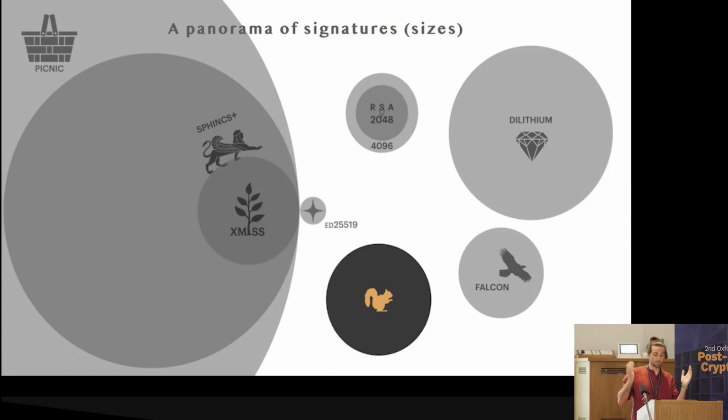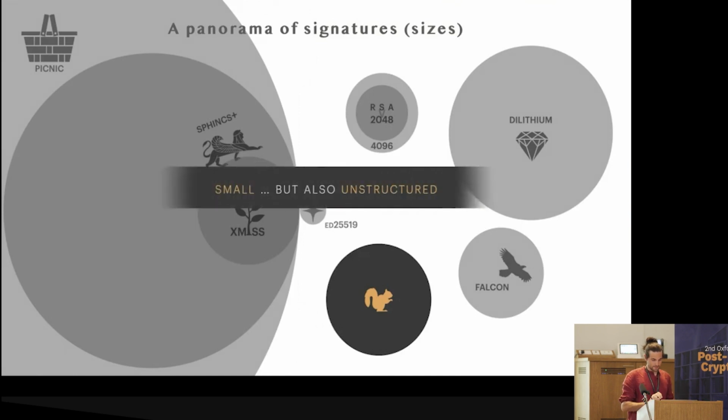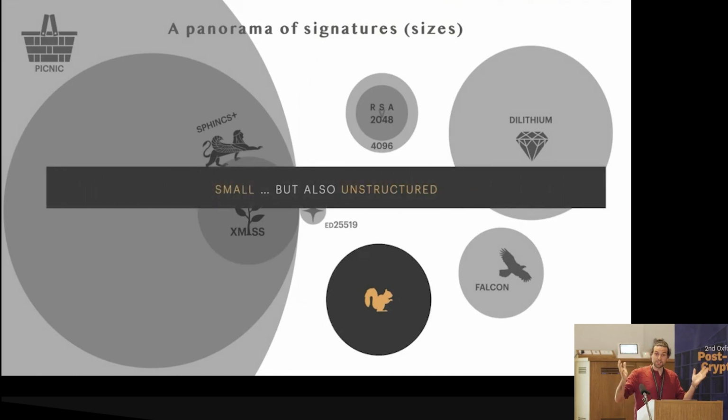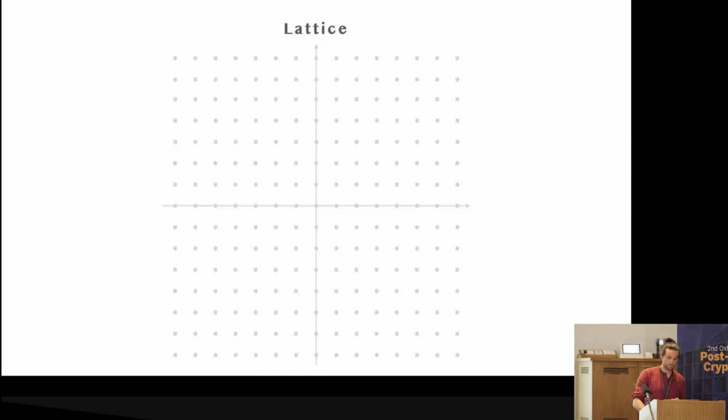And there is a cute squirrel. Okay. So it's smallish, at least compared to other NIST candidates or post-quantum ones, it's quite small. But also, and foremost, it's unstructured. And that's why we designed this scheme: to answer the NIST call on unstructured signatures.